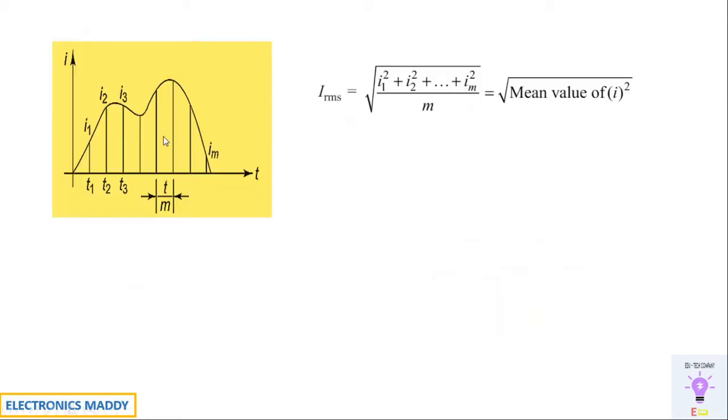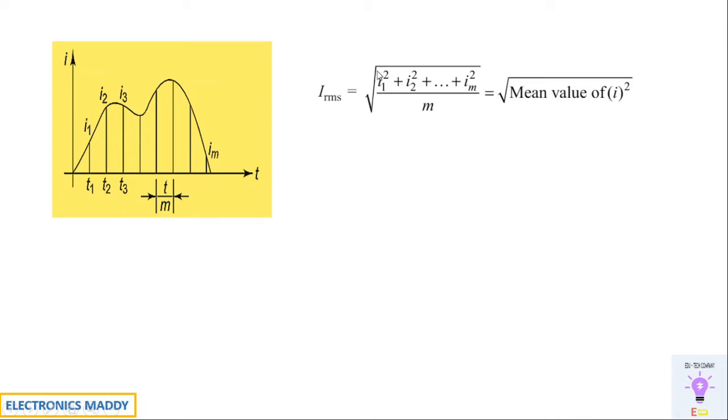So what is root mean square value? If you're considering a waveform and you're supposed to find its effective value, then I1 is the current flowing with respect to T1, I2 is the current flowing with respect to T2, and I3 is the current flowing with respect to T3. Then the effective RMS value is given as, RMS being the abbreviation of root mean square, the root of the mean of the squares of the individual terms. So that is the RMS value.